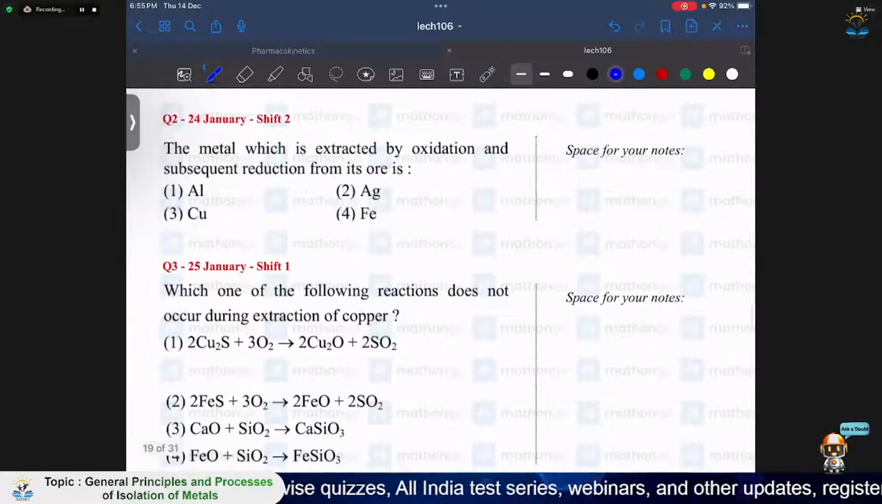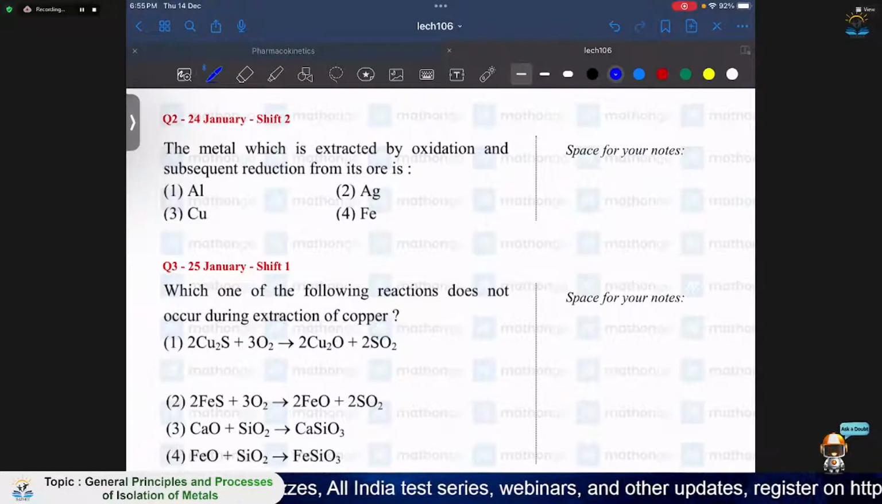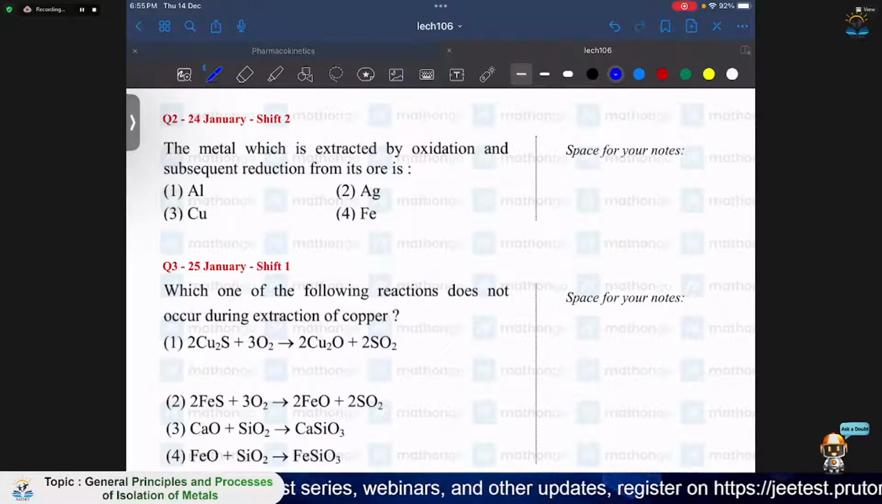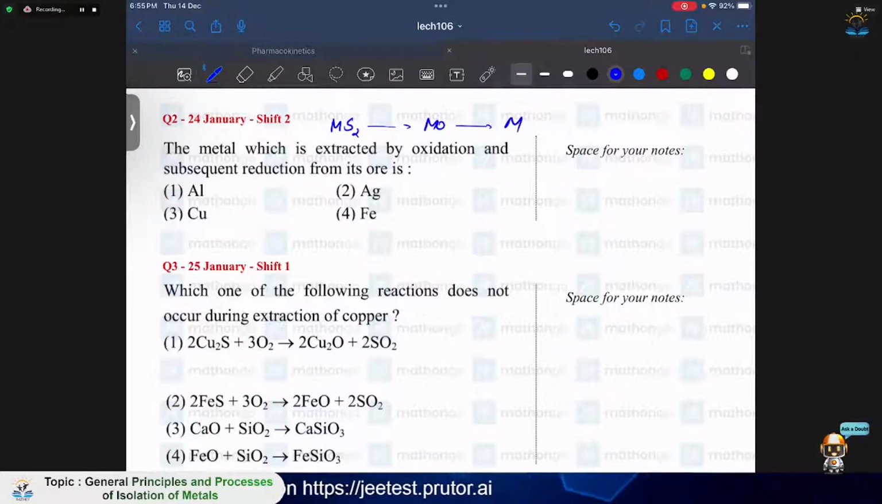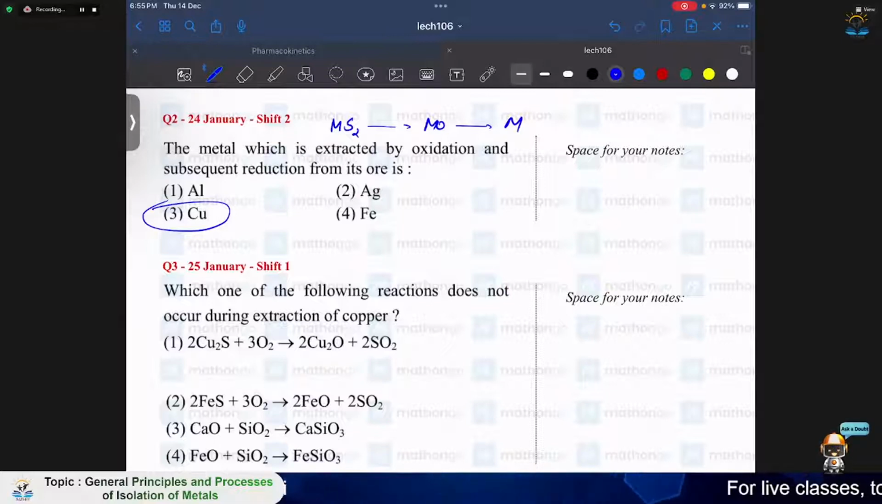A metal which is extracted by oxidation and subsequent reduction from its ore is... So, first you oxidize this metal and then reduce the oxidized metal. So, what they are implying is the metal is present as maybe a sulfide. You oxidize it to metallic oxide and then you reduce it to the metal. Anything which you can find here? Yeah, it is copper, because copper is usually found as copper sulfide. And you extract it by oxidation and then reduction.